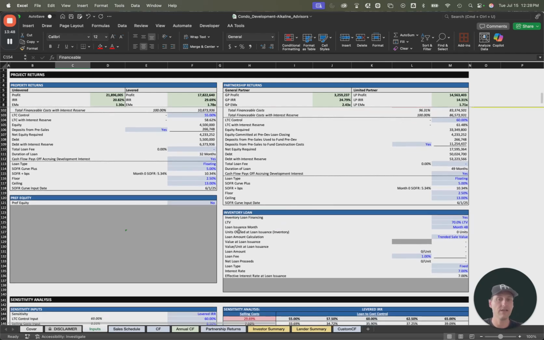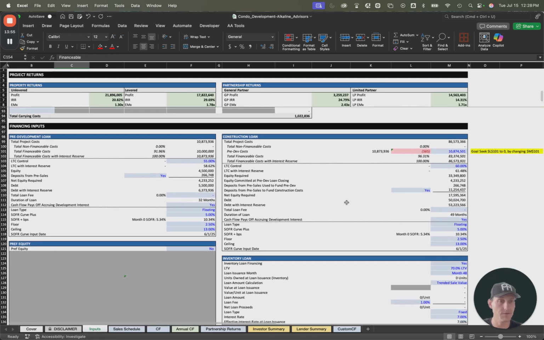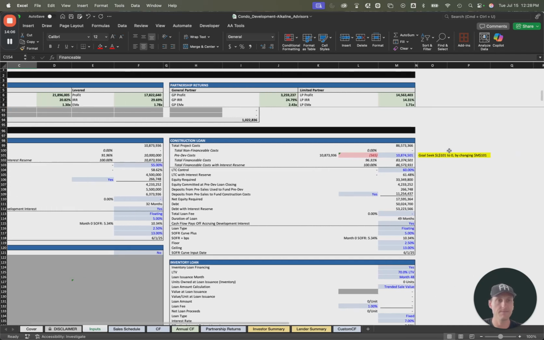And then once you have an inventory loan in place, presumably the units are delivered, you're able to refinance out of the construction loan and or pay off some of the construction loan by sweeping proceeds from the condo sales. The inventory loan would pay off the construction loan if it's even in place, if you don't have enough proceeds to pay it down from condo sales at that time.